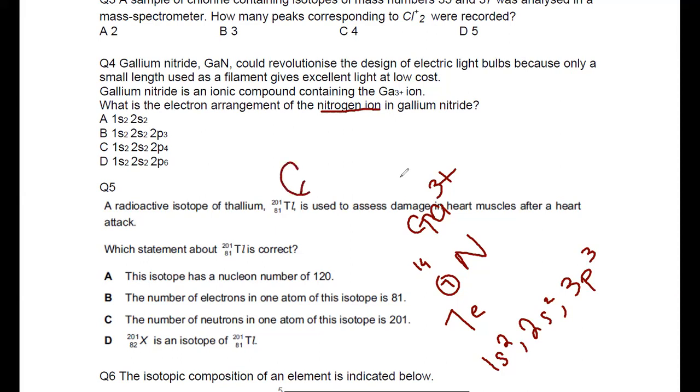The charge on gallium is 3 plus. What is the charge on nitrogen? Keep in mind that the formula of gallium nitride is GaN. What do you think is the charge on nitrogen? What should be the charge on nitrogen that would give me the formula of GaN?